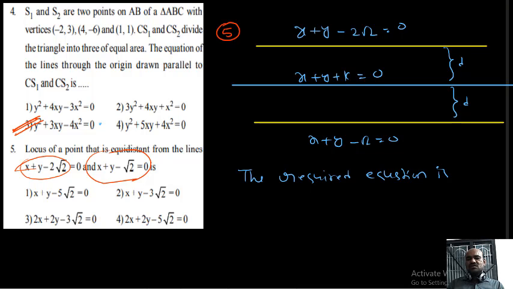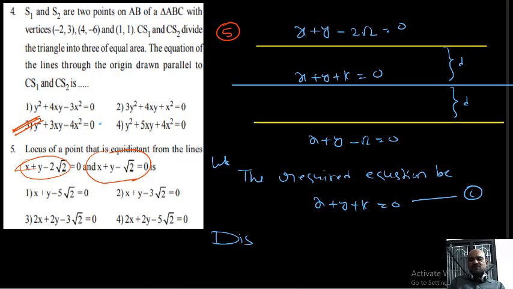Let the required equation be x plus y plus k equal to 0. This is result number 1. First of all, you want to find the distance between the given straight lines.